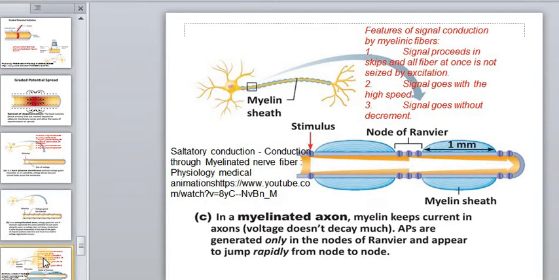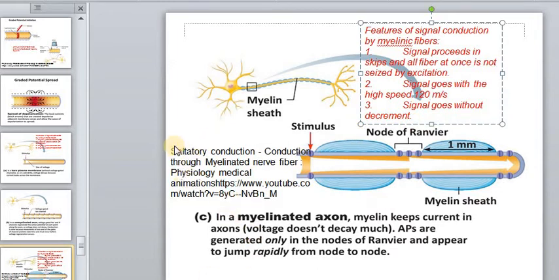But if we take the myelinated nerve, myelinated fibers, the signal proceeds in skips, and all fibers at once are not seized by excitation. The signal goes with high speed. It is about 120 meters per second, and the signal goes without decrement.